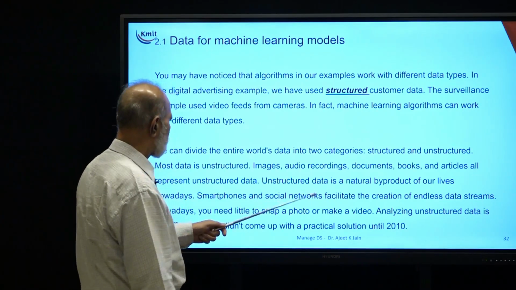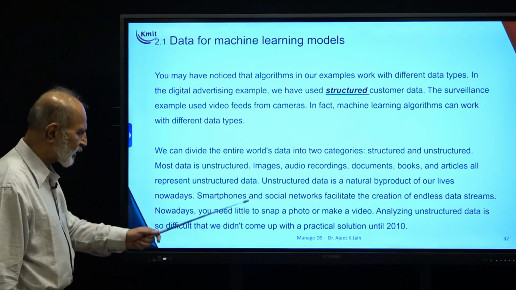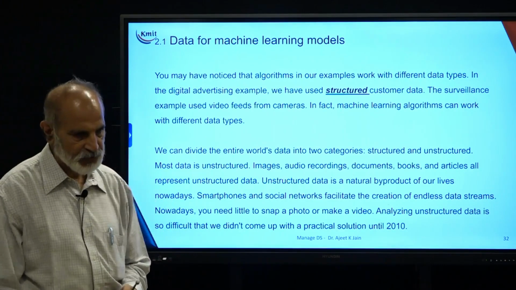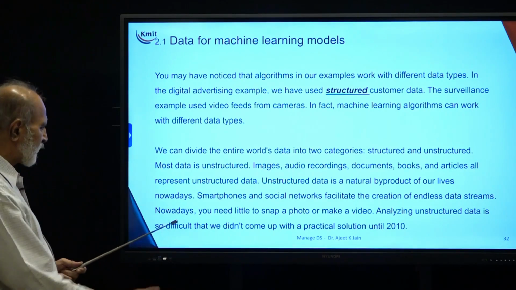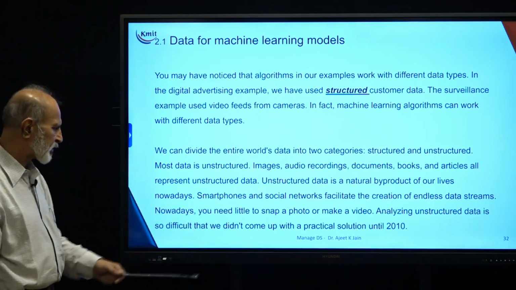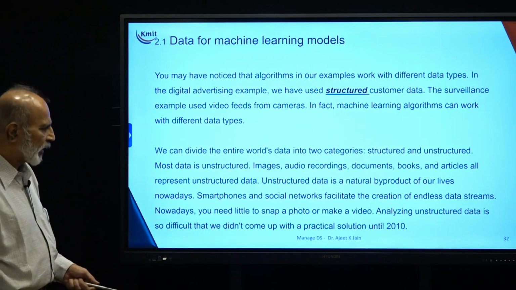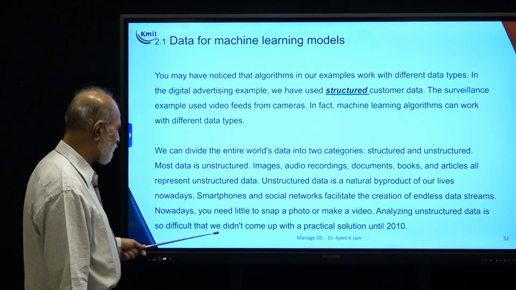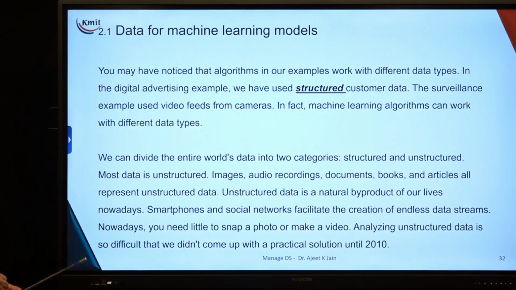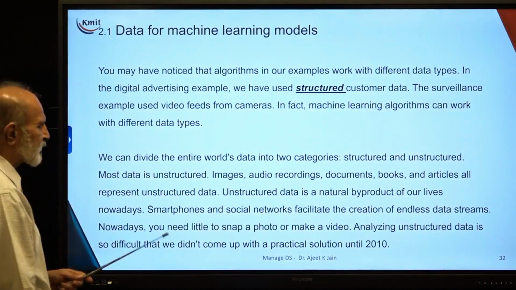Unstructured data is a natural byproduct of our life nowadays. So, we can't live structurally. Smartphones and social networks facilitate the creation of endless data nowadays. So, I have a smartphone. I am going to send so many pictures to my friends. I will send the emoji, I will send the happy messages, and so on and so forth. So, those kinds of data are highly unstructured. So, nowadays you need only a little snap of a photo or to make a video. Analyzing unstructured data is difficult because we did not come up with a practical solution until 2010, but now it is possible.